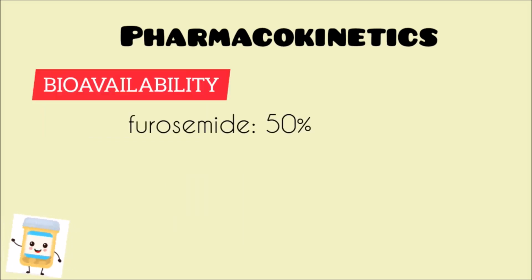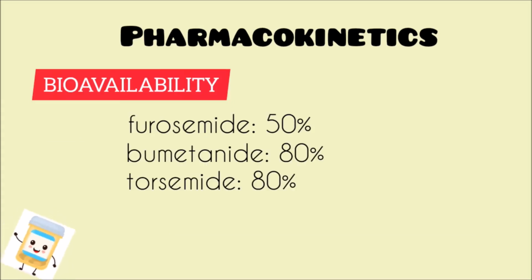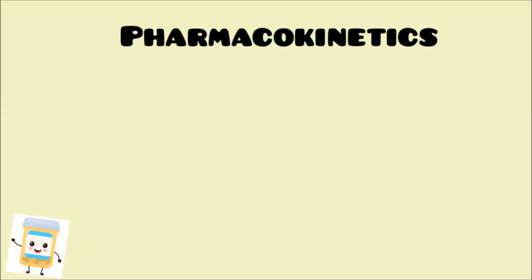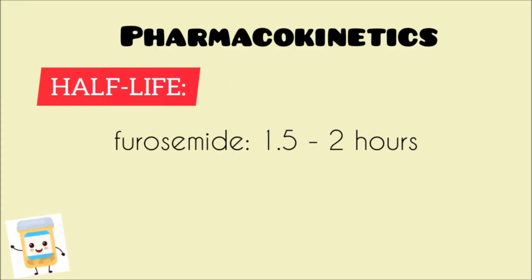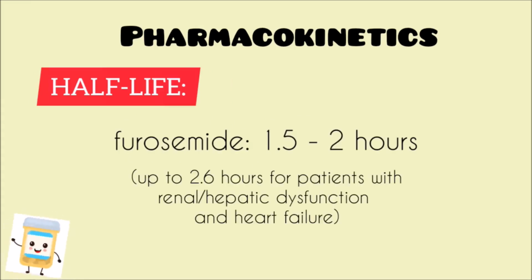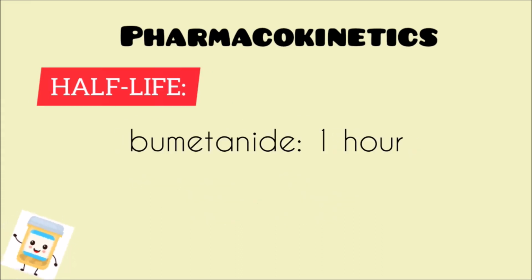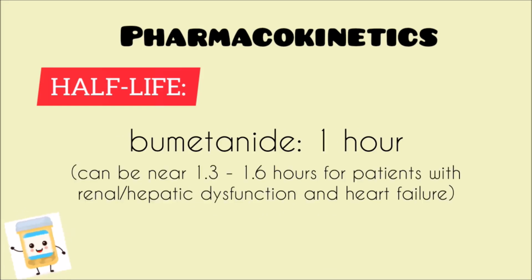Furosemide has an average bioavailability of 50%, while bumetanide and torsemide are closer to 80%. The half-life for furosemide is 1.5 to 2 hours, but can be up to 2.6 hours in those with renal or hepatic dysfunction and heart failure. Bumetanide has a half-life of 1 hour and can be near 1.3 to 1.6 hours in those with renal or hepatic dysfunction and heart failure.